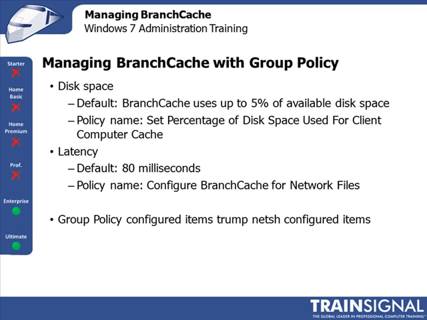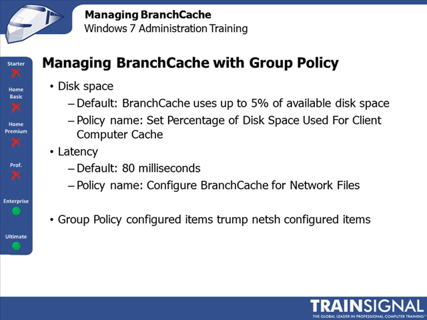From a disk space perspective, BranchCache by default uses up to 5% of the available disk space on the system. So if you have a 1 terabyte disk, it's going to use 5% of that terabyte disk, or about 50 gigs, for caching documents from a centralized server. This policy name is called Set Percentage of Disk Space Used for Client Computer Cache.